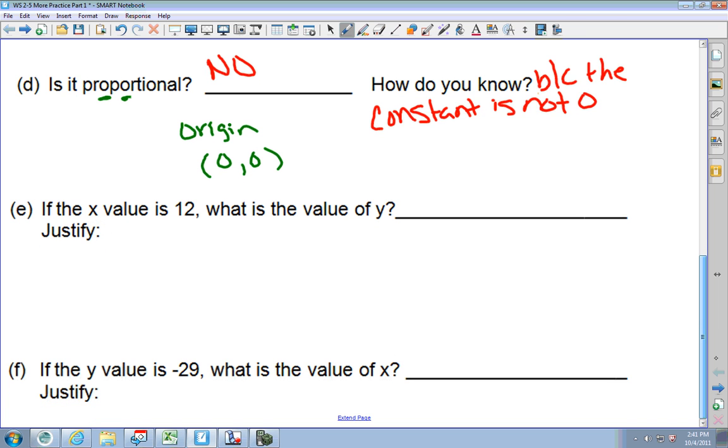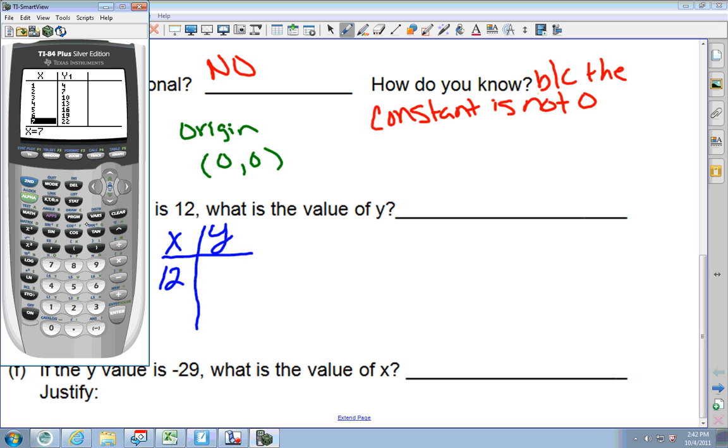The next two. Okay, so I'm going to write my equation, which was y equals 3x plus 1. Answer these next two questions. It says, if the x value is 12, what is the y value? So I'll build my table with x then y, my x number is 12, what is my y number? Well, I've already got it in the calculator, and I'm going to look and see where x is 12, y is 37.